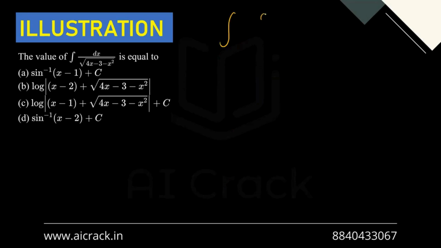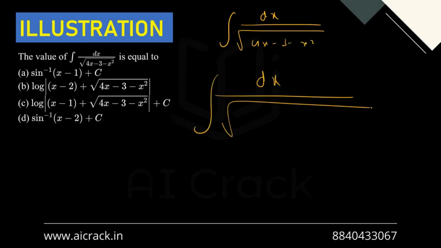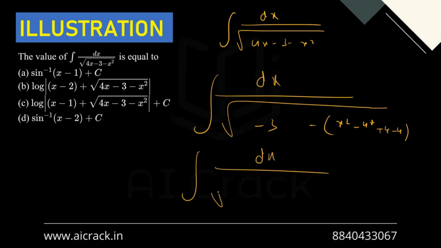So we have got integral dx upon under root 4x minus 3 minus x square, right? So this becomes dx upon under root something over here minus (x square minus 4x), right? And we have minus 3 over here, okay? Now to make this a perfect square, we can add and subtract 4, right? Because that would create (x minus 2) whole square over here. So this actually becomes dx upon under root of this minus 3, and we have minus 4 and plus 4. So this becomes 1 minus (x minus 2) whole square.